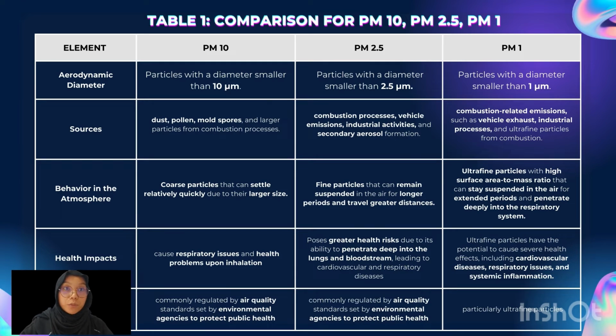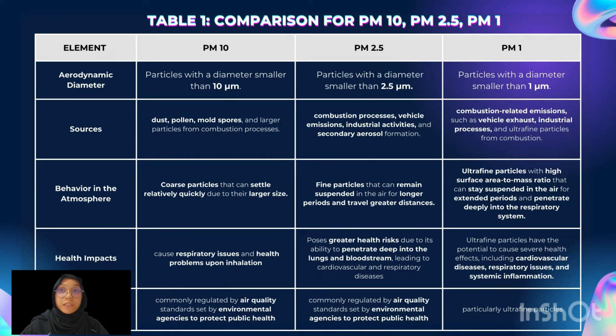When comparing particulate matter 10, 2.5 and 1, there are a few elements that I want to discuss. The first one is aerodynamic diameter. Based on the particulate matter, PM10 is smaller than 10 micrometers, PM2.5 is smaller than 2.5 micrometers, and PM1 is smaller than 1 micrometer in diameter. For the sources, PM10 is basically from dust, pollen and mold spores, PM2.5 is from combustion processes such as vehicle emissions and industrial activities, and PM1 is from combustion-related emissions such as vehicle exhaust and industrial processes.